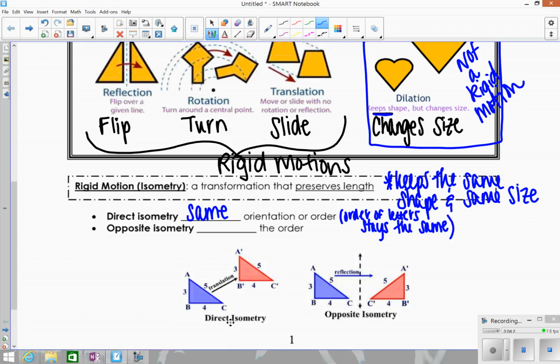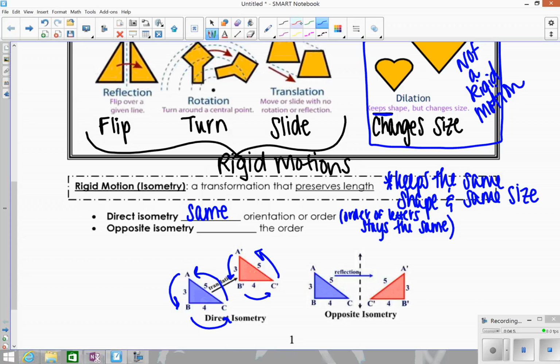So if you look at this example here, a translation is a direct isometry. So what I like to do to see if the order stayed the same is just draw arrows in alphabetical order. So A to B, B to C, and then C back to A. And then if I go to the image and draw arrows as well, so A prime to B prime, B prime to C prime, going in that same order of the letters, see how the direction is going the same way, the arrows are pointing the same way. So these are called direct isometries because the order of the letters is the same.